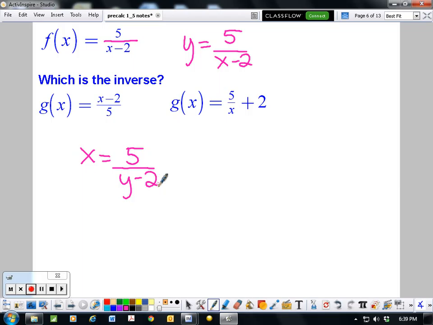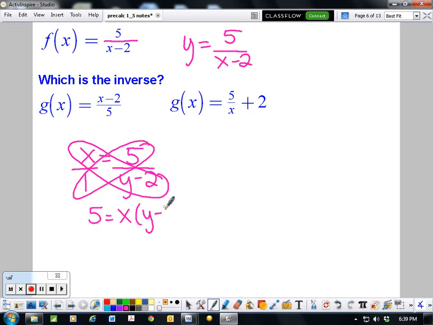And what I'm going to go ahead and do is put this over 1, and I'm going to cross multiply, just because I find that easier. And I have x times y minus 2. And that's because I needed that y to come up in my equation so I could solve for it. So now I'm going to divide by x. So now I have 5 over x equals y minus 2.